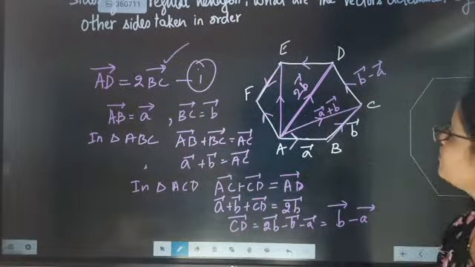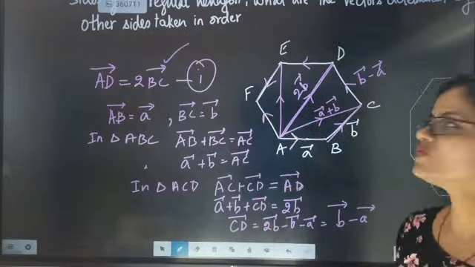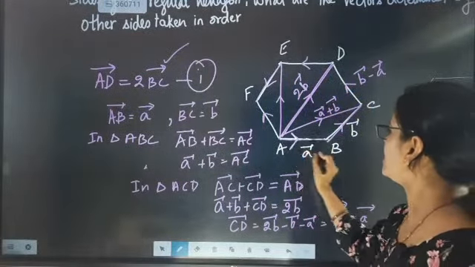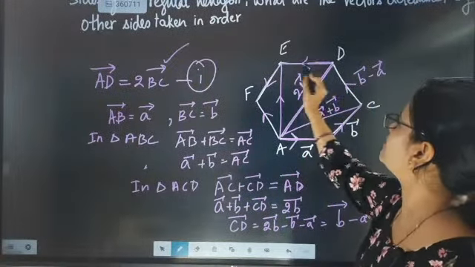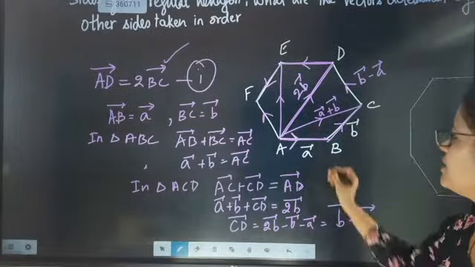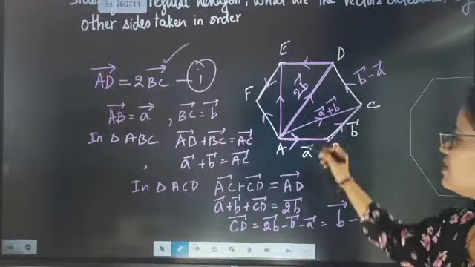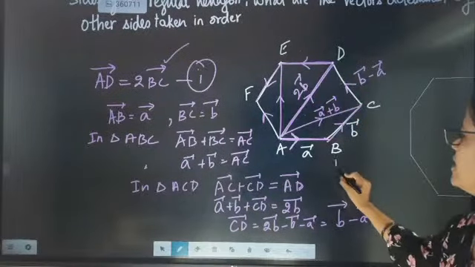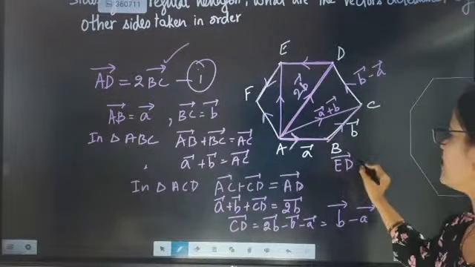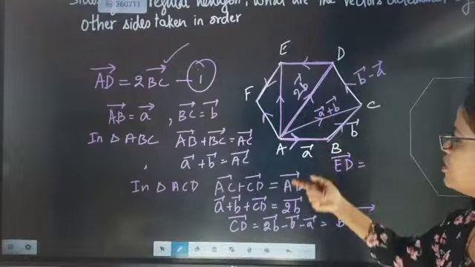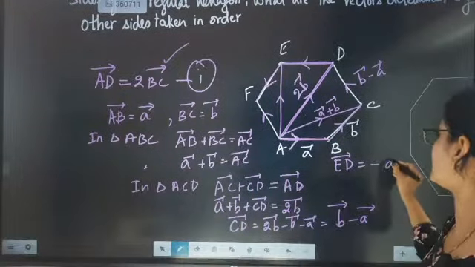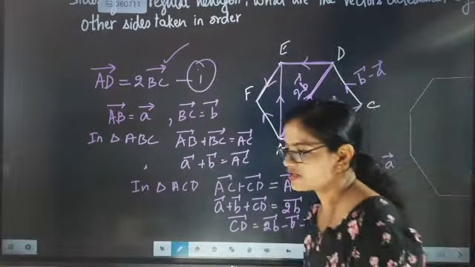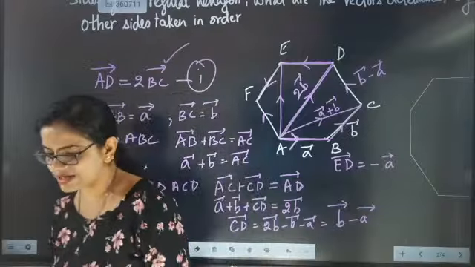So now what will be ED vector? Easy. See here, AB and ED will be parallel, and the direction is opposite. Parallel and direction is opposite. So if somebody asks what ED is, we will write ED vector will be AB vector with opposite direction, so it will become minus A vector. ED vector will be exactly equal to minus A vector.